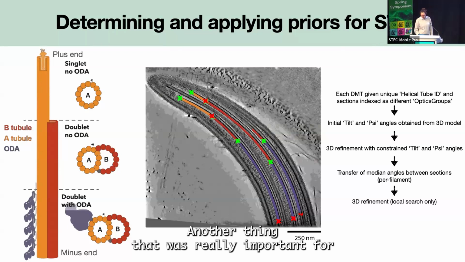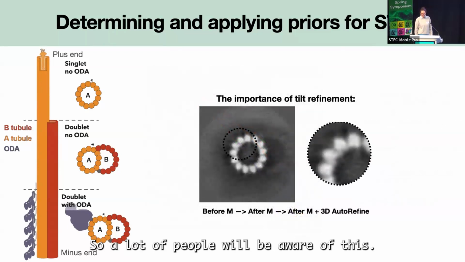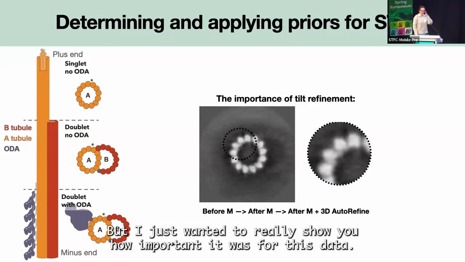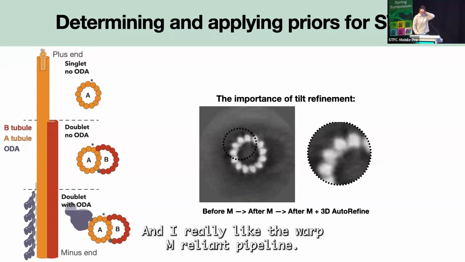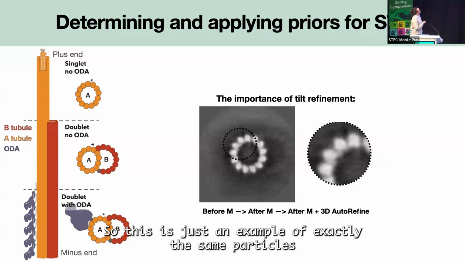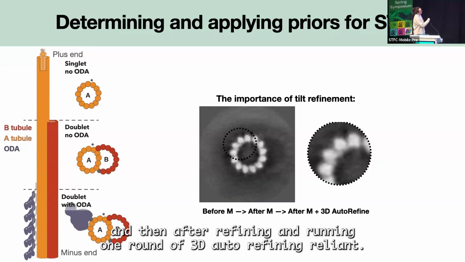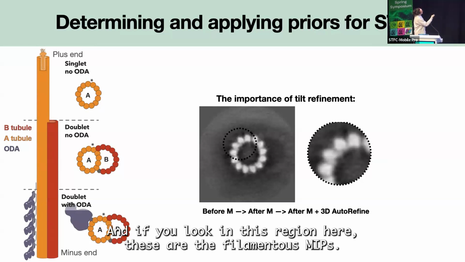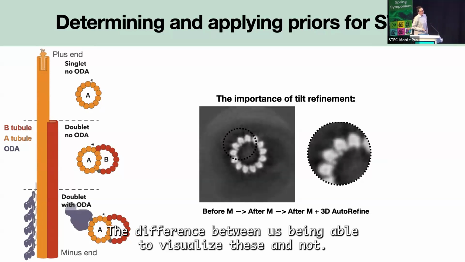Another thing that was really important for our data analysis was the tilt series refinement. A lot of people will be aware of this, but I just wanted to show you how important it was for this data. We did this using M, and I really like the Warp, M, RELION pipeline. This is an example of exactly the same particles before M, after M refinement, and then after M refinement and running one round of 3D auto-refine in RELION. If you look in this region here, these are the filamentous MIPs, and I hope you can appreciate this process really made the difference between us being able to visualize these and not.